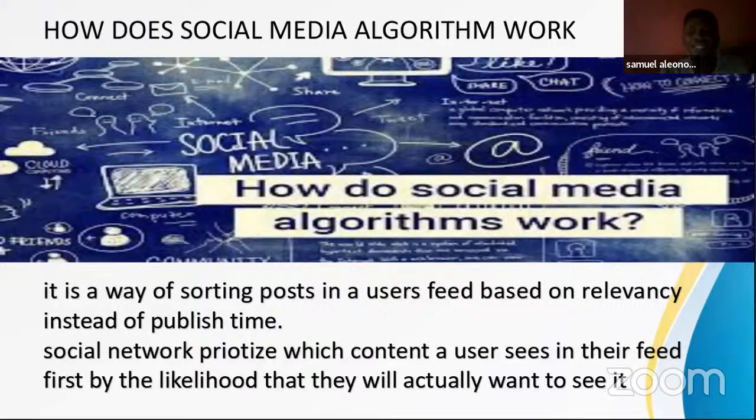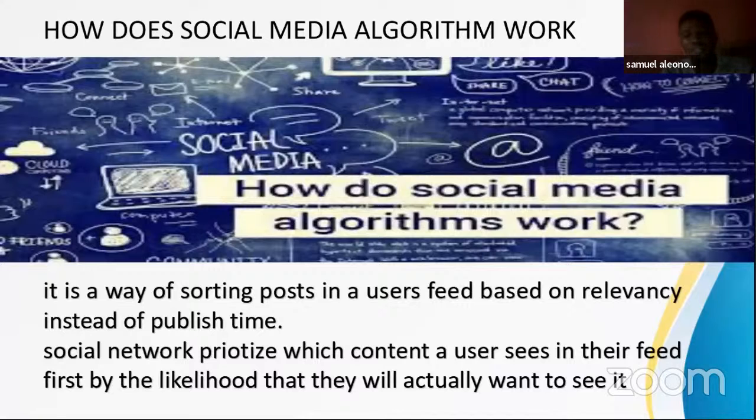They developed a process for social media to determine what you see based on certain factors. So based on relevance, instead of seeing everything that everybody's posting, you get to see what is relevant to you, or what is relevant according to the algorithm. So algorithm prioritizes what a user sees.